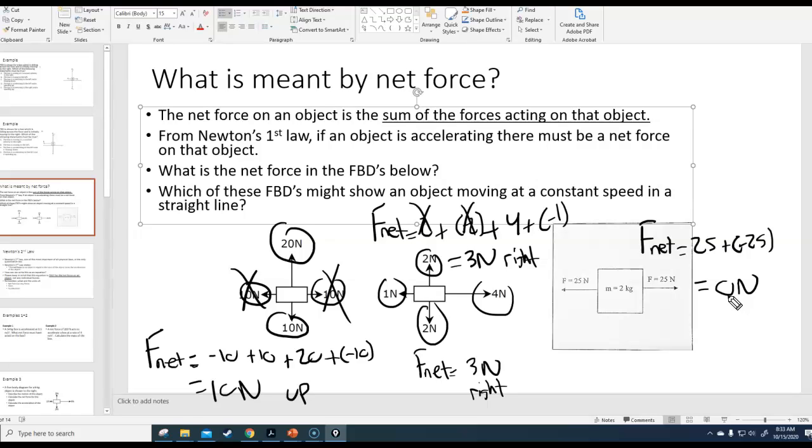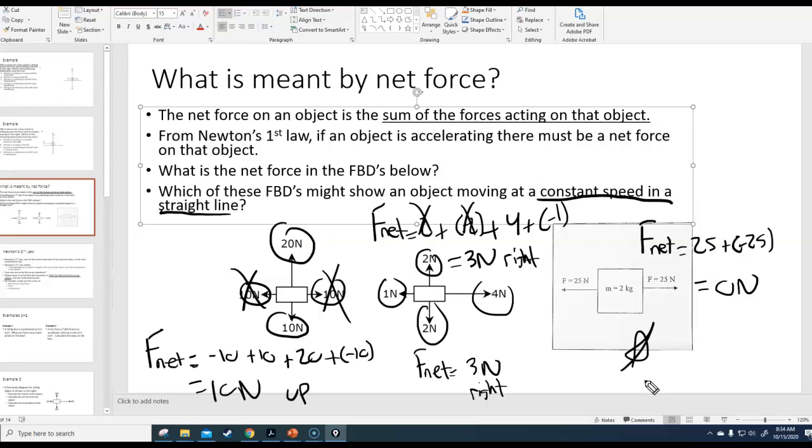The last question here says, which of these free body diagrams might show an object moving at a constant speed in a straight line? Go back to Newton's first law. An object in motion remains in motion at constant speed along a straight line unless acted upon by a net force. So we want the FBD that shows a net force of 0, and so that would be the last answer choice.